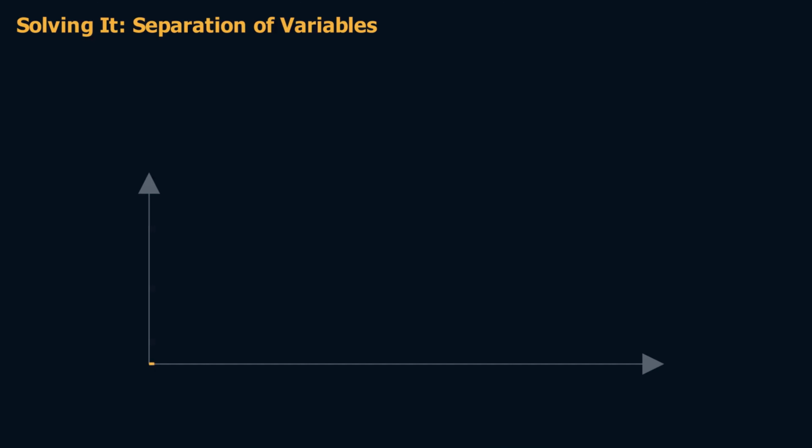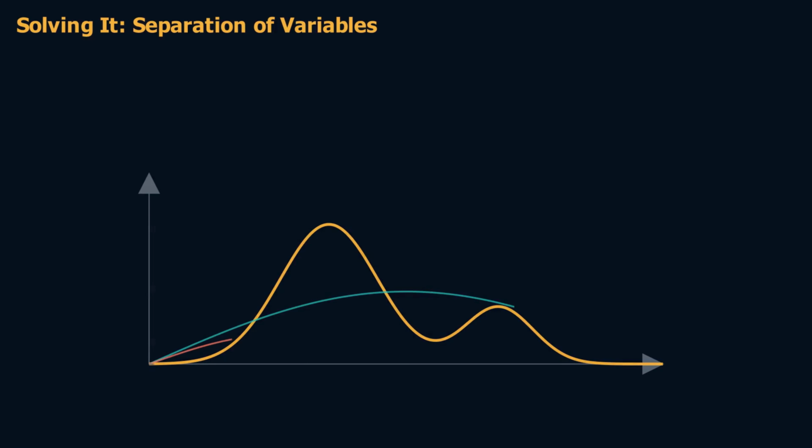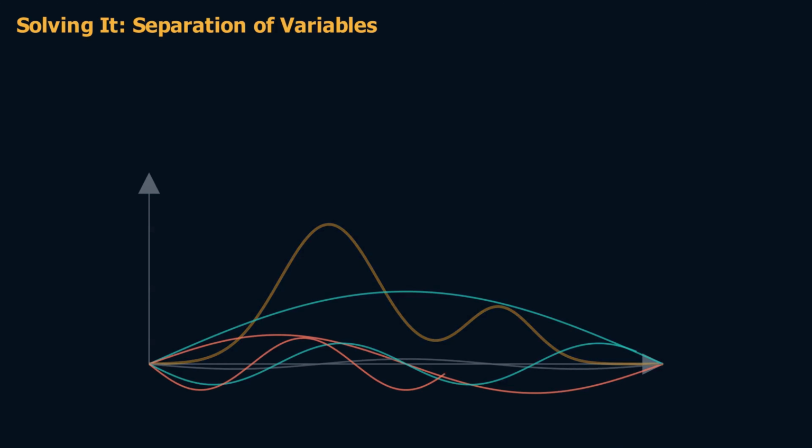One problem remains. Our initial temperature bump isn't a sine wave. But this is where Fourier's great idea enters. Any reasonable initial profile can be written as a sum of these sine modes. Decompose the initial condition into its sine ingredients. Let each ingredient decay at its own rate. And add them back up.